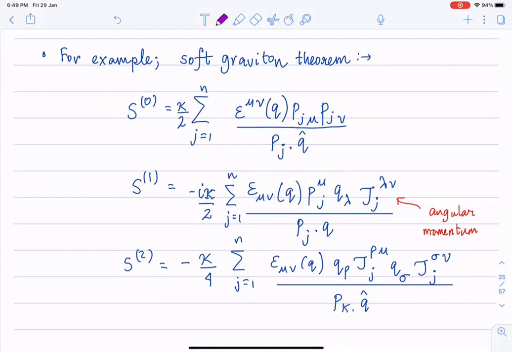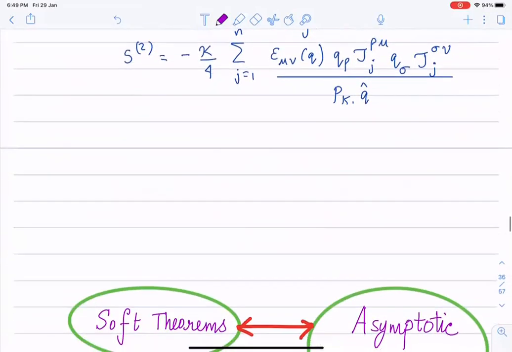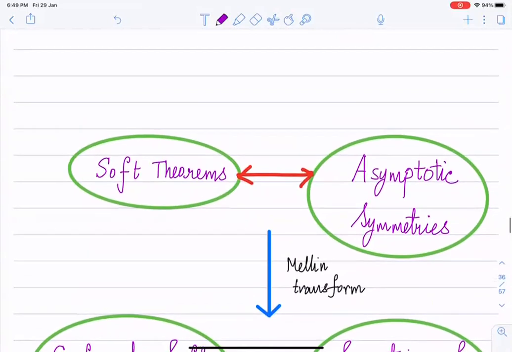Okay, great. So what we have learned in this business of soft theorems in the last few years is that soft theorems are intimately related to the so-called asymptotic symmetries of asymptotically flat spacetimes. The statement which Strominger and collaborators and various other people have shown is that soft theorems are essentially the Ward identities for certain asymptotic symmetries.